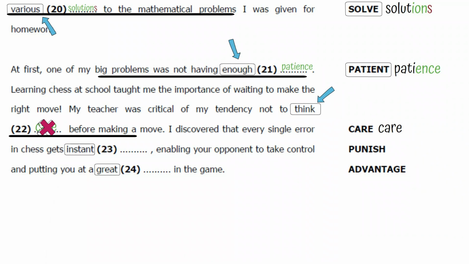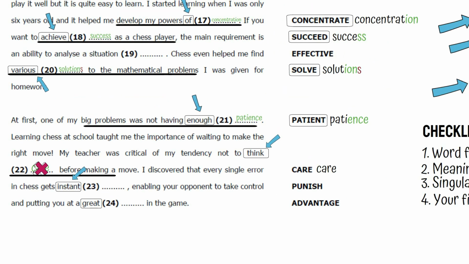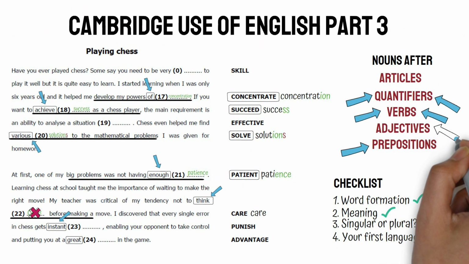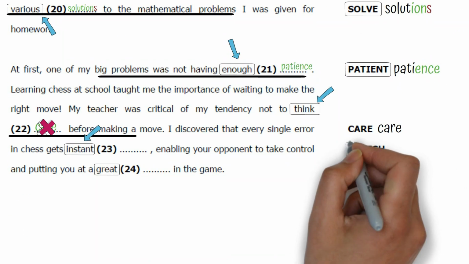Number 23. Here, instant is used as an adjective. We can use nouns after adjectives like instant. Do you know the noun form of punish?